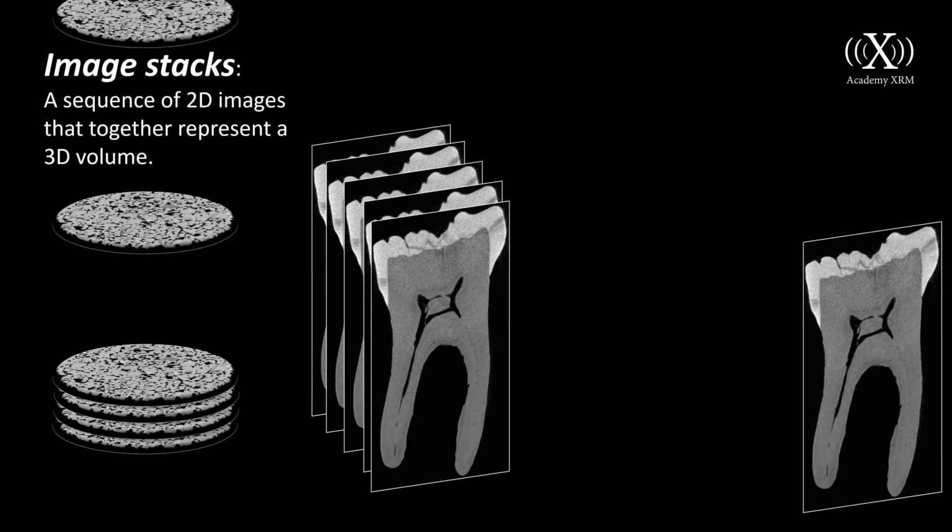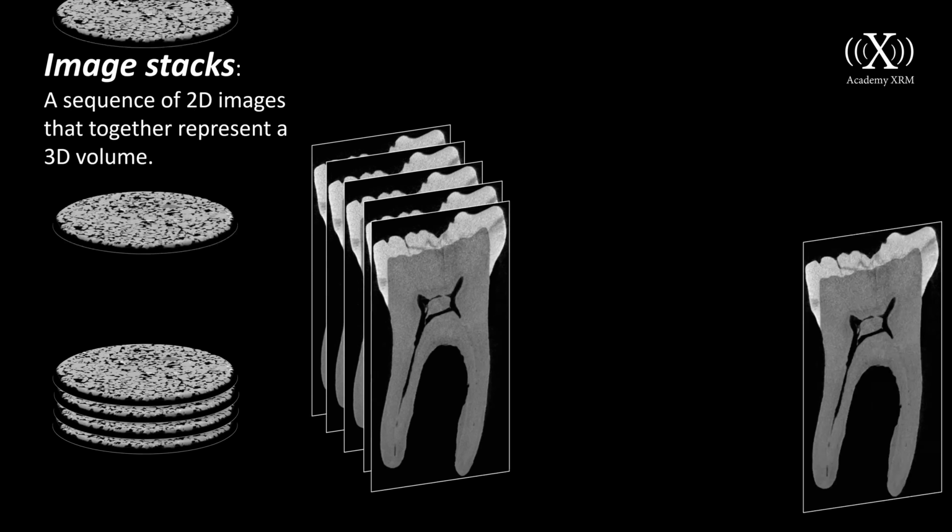There are two key things to keep in mind. First, unlike medical imaging formats such as DICOM, image stacks usually don't contain spatial metadata. Information like voxel size or slice spacing isn't stored in the files, which means we need to define it ourselves. And this step is crucial if we want accurate measurements and reliable volume calculations.